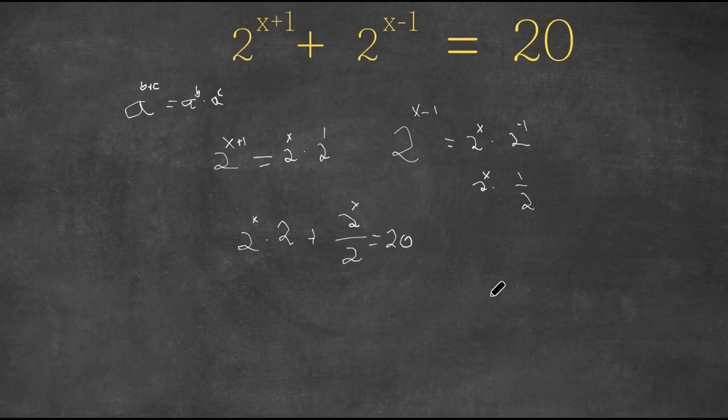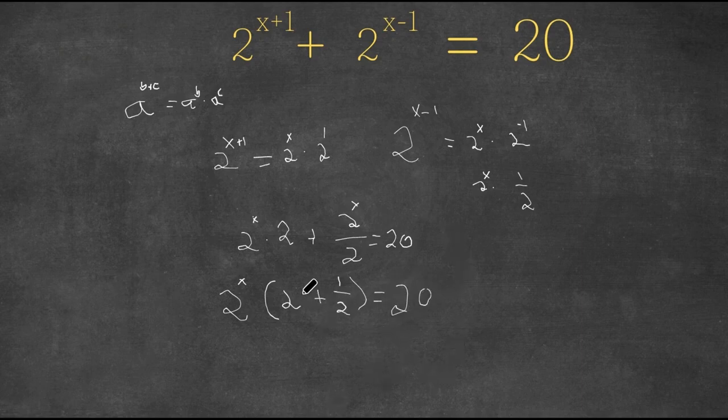So now, as you see, we have our equation, and if you notice, we have two terms with 2 to the power of x. So now we're going to factor out 2 to the power of x. If we factor out 2 to the power of x, we get 2 to the power of x times 2 divided by 2 to the power of x, which is simply 2, plus 1/2 times 2 to the power of x divided by 2 to the power of x, which is simply 1/2. So we have 2 to the power of x times 2 plus 1/2 equals 20.